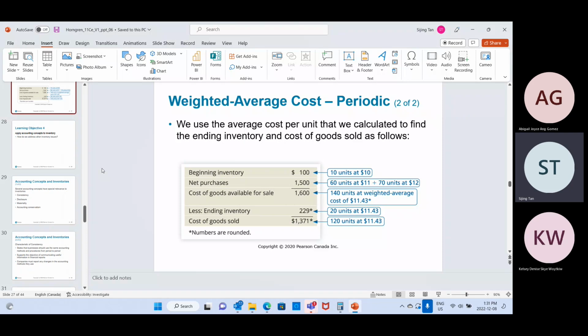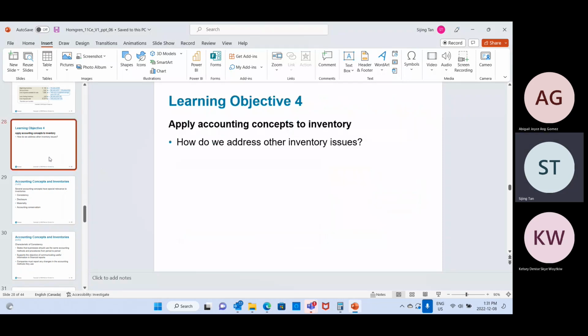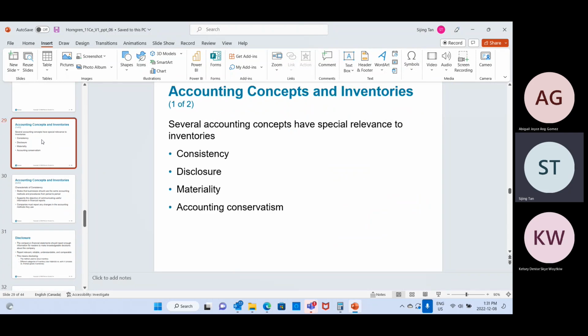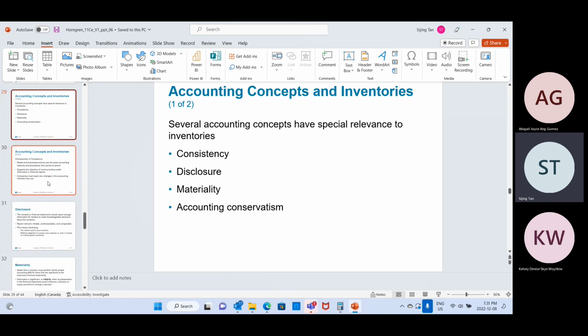Okay. Now we move on to applying accounting concepts to inventory. I'm not going to go through all this in detail, just quickly go through it. If you're interested, you can go back to your textbook and read them through, okay?